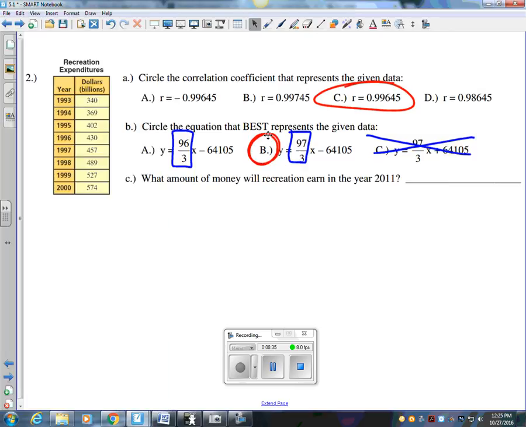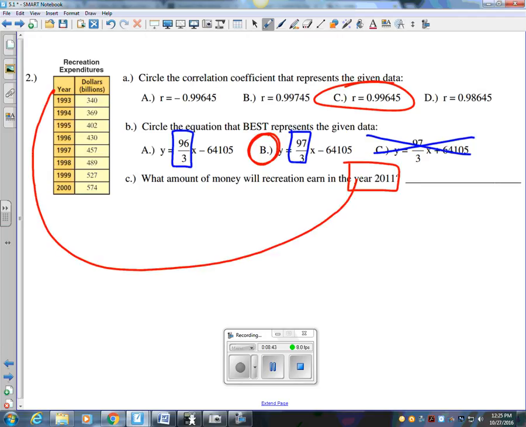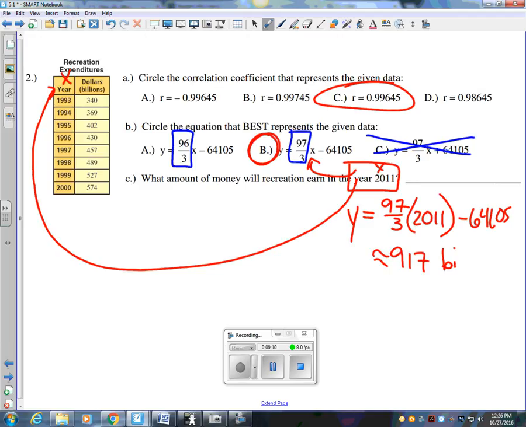All right, what amount of money will Recreation earn in the year 2011? Here you have to be careful. Years are on the left, which means they are your X. So this is an X value, 2011. I'm going to plug it back into my equation. So y equals 97 over 3 times 2011 minus 64105. This one's already ready to type in the calculator, and you get approximately 917, and that's actually billions of dollars is your answer.